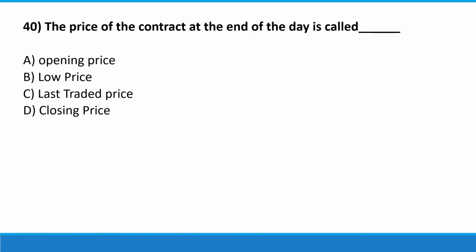The price of the contract at the end of the day is called option A, opening price, option B, low price, option C, last traded price, and option D, closing price. The answer is option D, closing price.